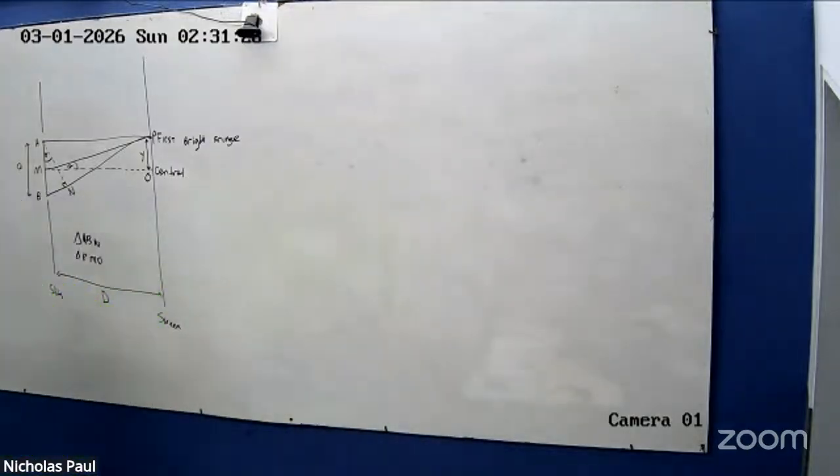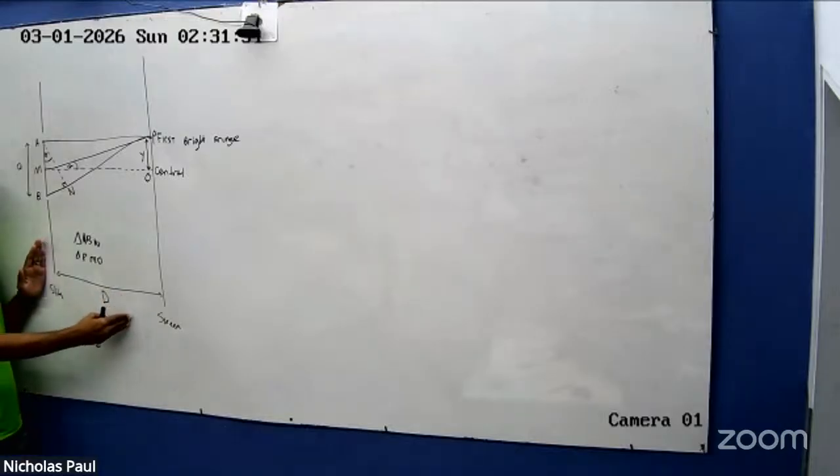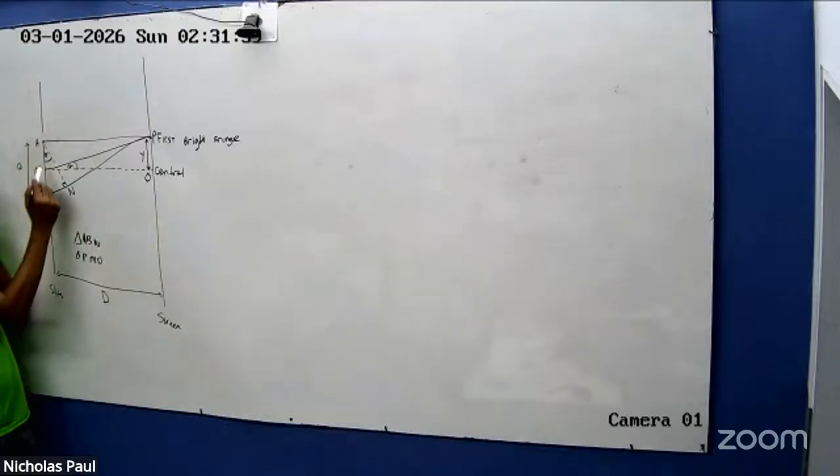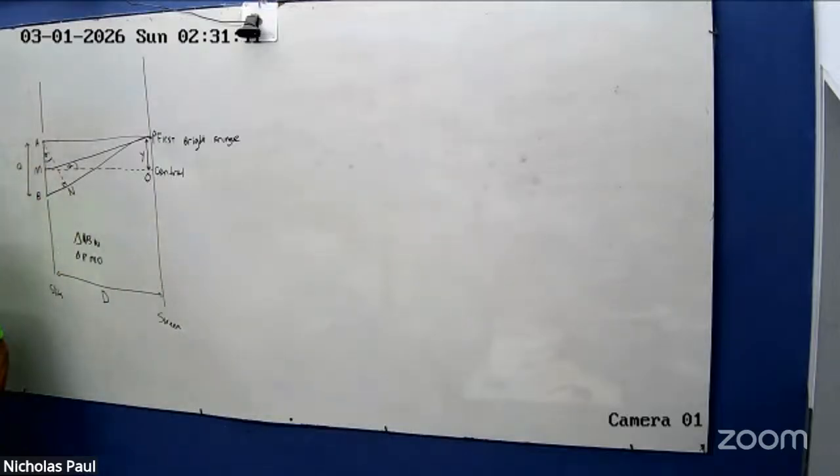Those are theta. You might be able to see it, but this distance is really big and this distance is really small, so it makes these angles small.